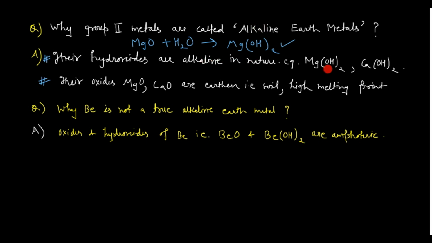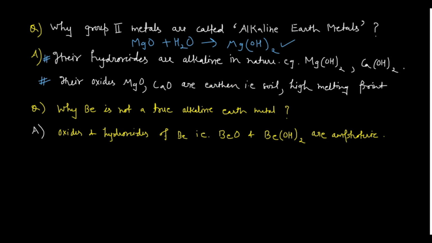Examples are magnesium hydroxide, calcium hydroxide, strontium hydroxide, and barium hydroxide, etc. And their oxides, like MgO, CaO, are earthen in nature. That means they are found in the earth's crust.